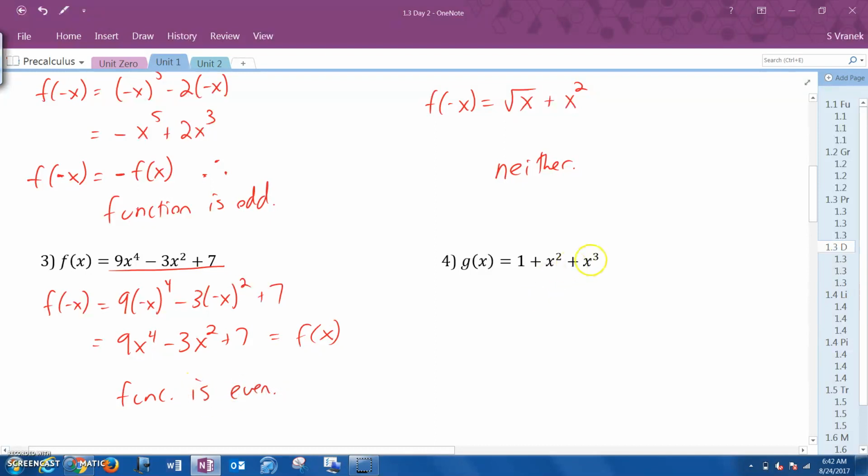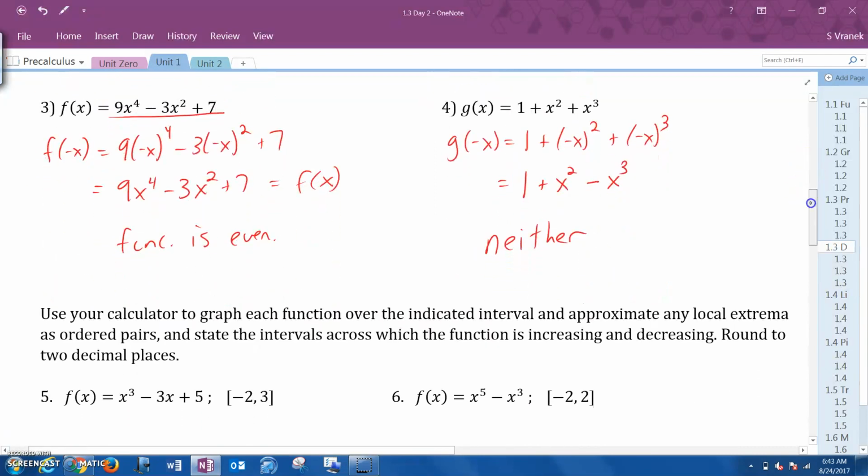All right. If you want to try this one on your own, you can pause it before I go, but I'm going now. So it's 1 plus negative x quantity squared plus negative x quantity cubed. This negative sign will go away. This negative sign will not go away. So if you look at the final answer, the x cubed part changed, but these did not. So again, this is neither. It either all has to change or all stay the same. These signs have to either all change or all be the same.